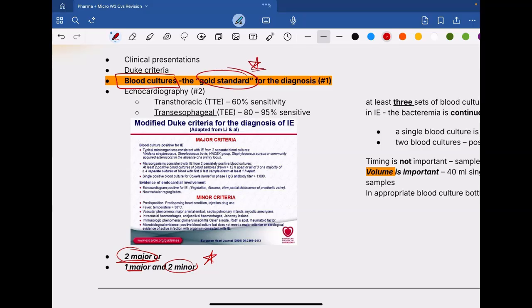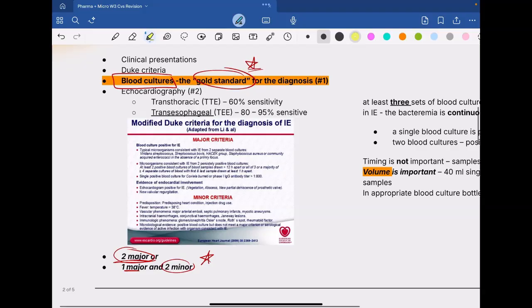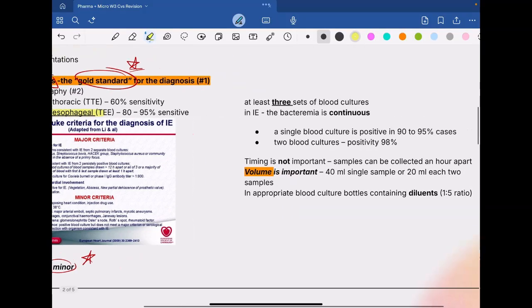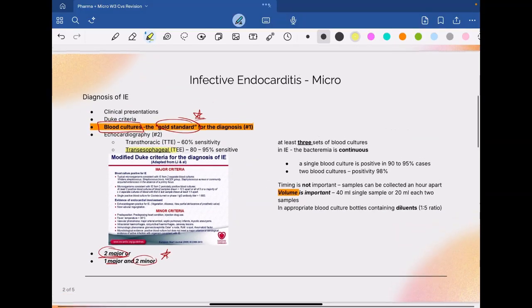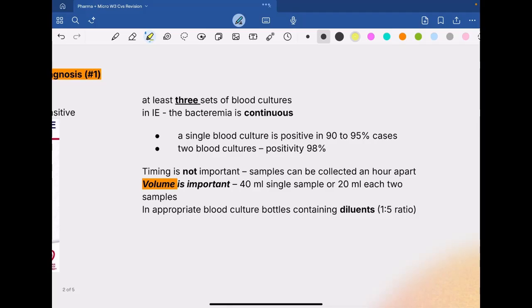Then comes the echocardiography. The most sensitive one is the transesophageal. It has 80 to 95% sensitivity. So it's clearer to see, and it's more sensitive to show you the vegetations on the valves.